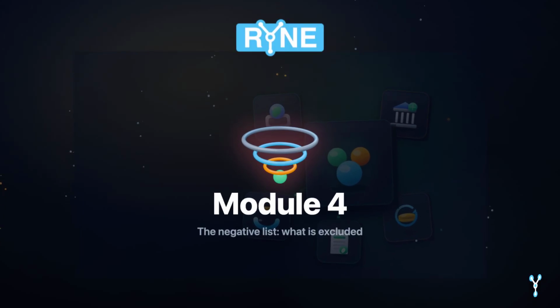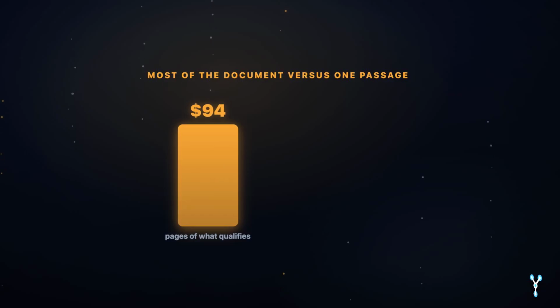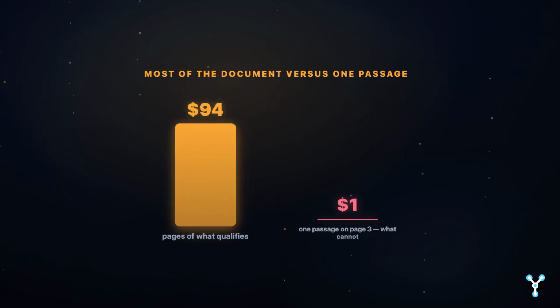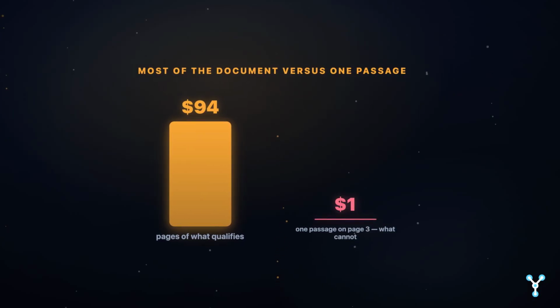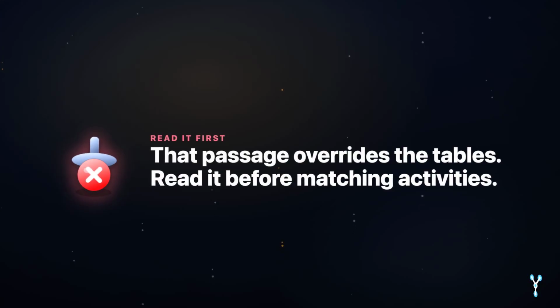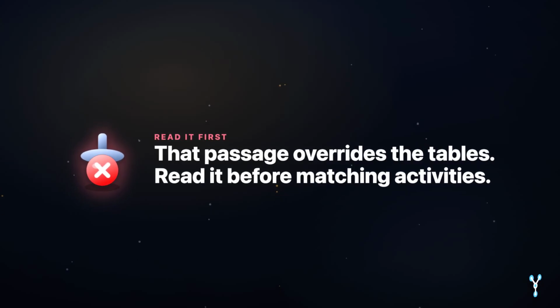Module 4, the negative list, what is excluded. Most of the common principles tells you what qualifies. One short passage on page 3 tells you what cannot, whatever else is true about it. That passage overrides the tables, so read it before you spend time matching activities.